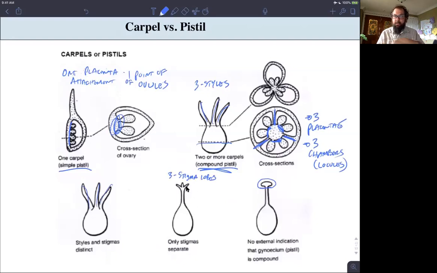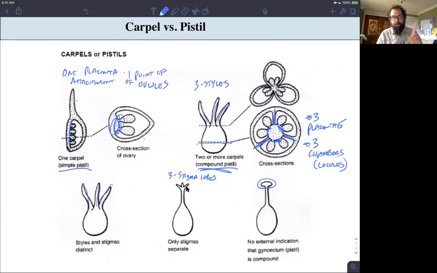In that case, I need to do a cross-section of the ovary, look inside and see how many placentae there are, or potentially how many chambers are inside. If there are 2 chambers inside there, maybe this came from 2 fused carpels, or 3 chambers, or 5 chambers. So we have to look inside at those points of attachment. And so pistil and carpel are interchangeable when we're talking about 1 simple pistil.